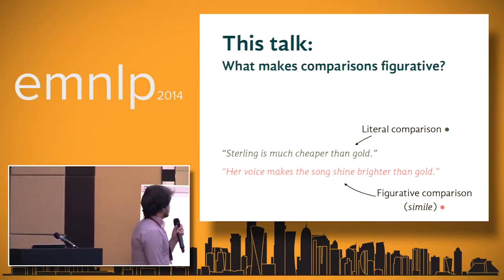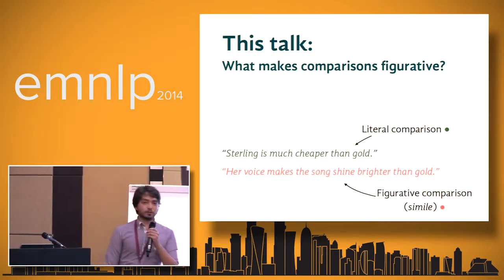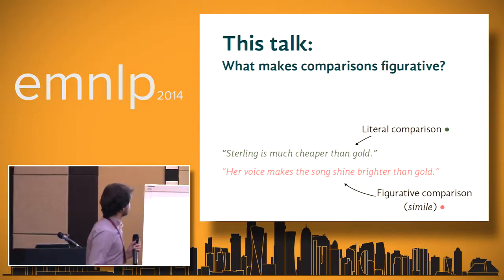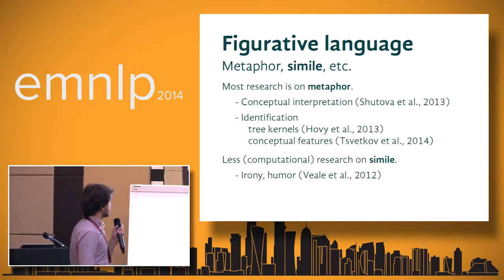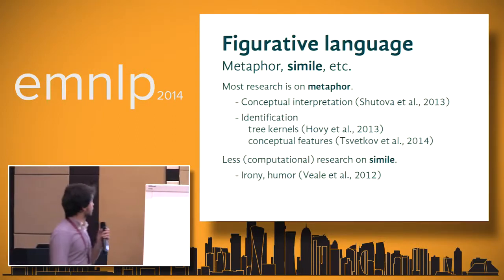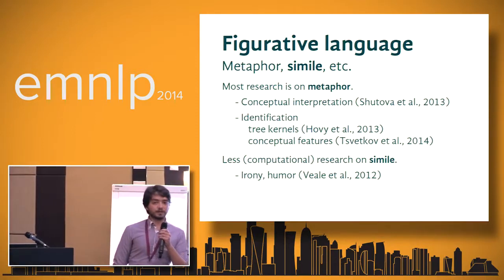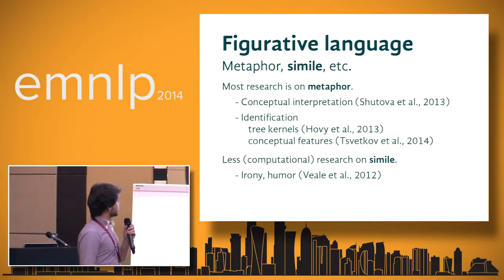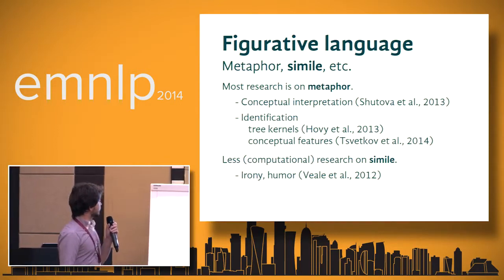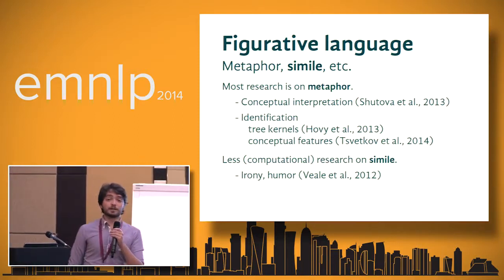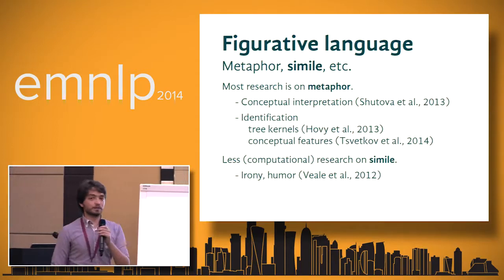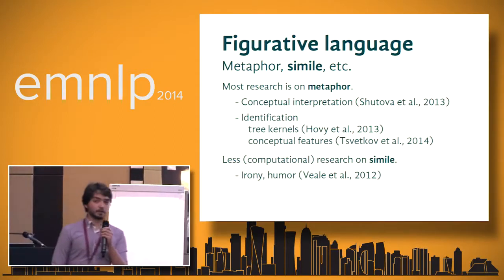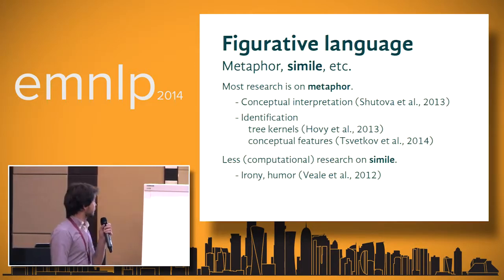In this work, we attempt to understand what makes comparisons figurative or not, and to characterize the difference between the two classes. So figurative comparisons are an instance of figurative language, alongside metaphor and other kinds of figurative tropes. In NLP, most of the research done considers metaphor, and there has been a lot of work on conceptual source-target domain mapping with clustering and so on, such as the work of Ekaterina Shutova. On the slightly simpler problem of identifying whether a sentence is metaphorical or not, there is a lot of work using syntax like tree kernels or shallow semantic word-level features, such as the conceptual features of Tsvetkov et al. It's a great paper that we rely on heavily during our work.